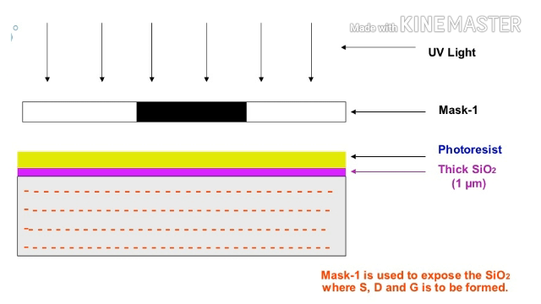In the fifth step, mask 1, as you see in the diagram, is used to expose the SiO2 where S, D and G regions are to be formed. The black color in the diagram is the region where UV light is directly exposed to the photoresist.